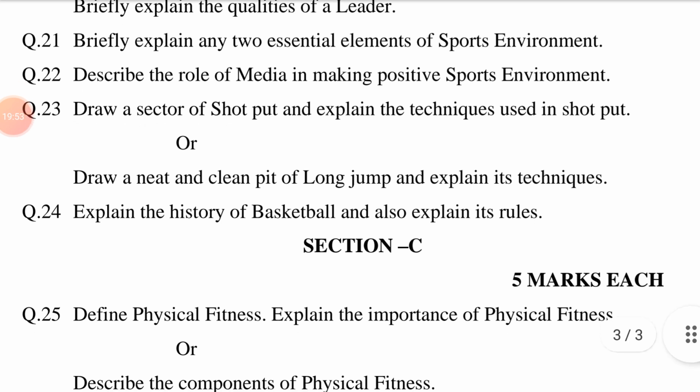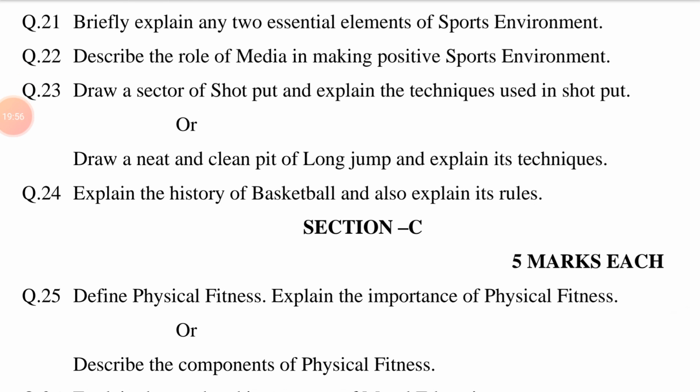Question number 21. Briefly explain any two essential elements of sports environment. This question is related to chapter number 5, Sports and Environment. The answer may be, first of all, introduction. Health is the basis of human life. Only a healthy individual can reach the apex of success. Bacon says that a healthy body is the guest house for the soul and the den for the weak and diseased. Essential elements of sports environment are as listed under.